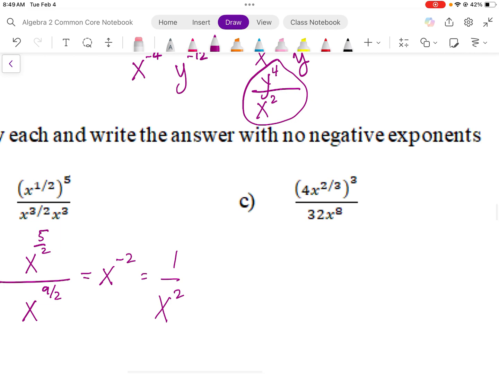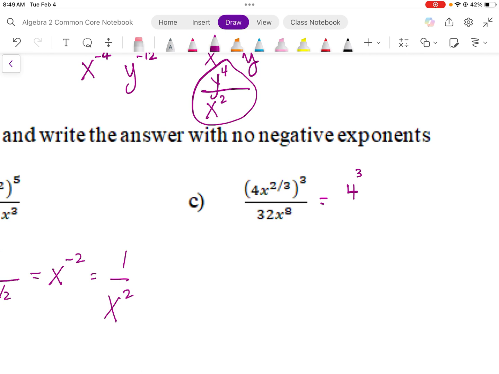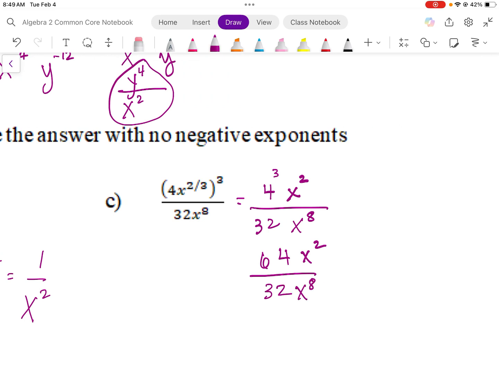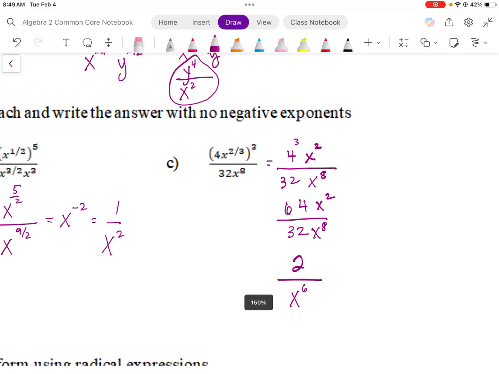All right, so here I got to share. Make sure you share the 4, the cube with the 4, and then 2/3 times 3 is just 2, and then I have 32 x to the 8th. So 4 to the 3rd is 64. So this is 64x squared over 32x to the 8. 64 divided by 32 is 2. And then I have x's, and I have 6 x's left on the bottom.